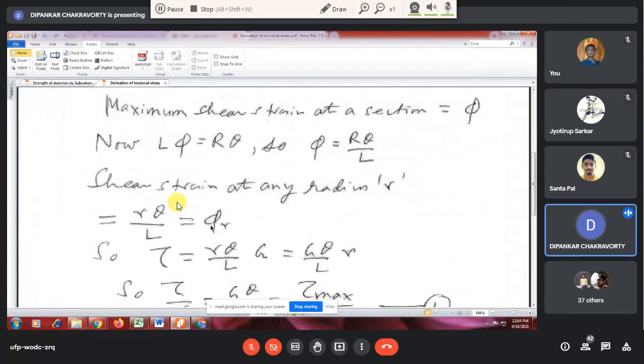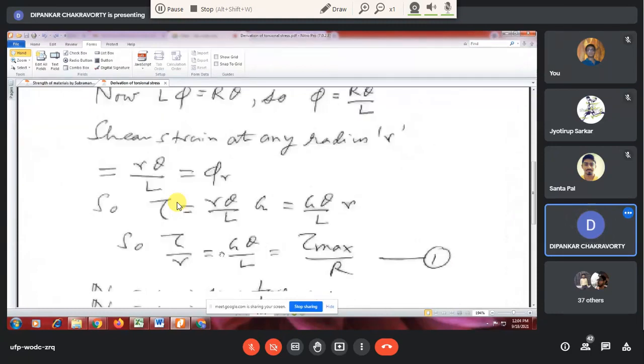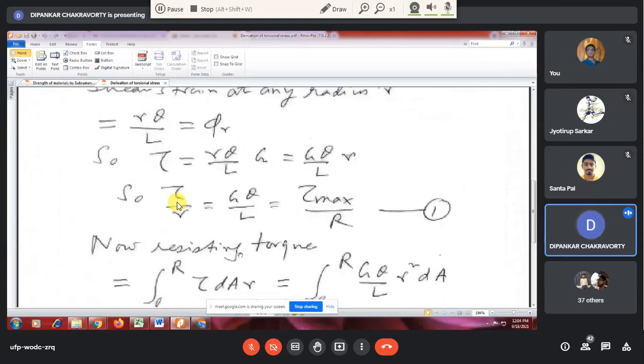It is not phi into r, it is phi suffix r. Now, once you get the shear strain at that level, then you can of course multiply the shear strain value by the shear modulus to get the shear stress. So this is the shear stress value, and if you put small r equal to capital R, then this tau becomes tau max. So tau by r becomes G theta by L. And if you put small r equal to capital R, then tau becomes tau max. So this is one relation.